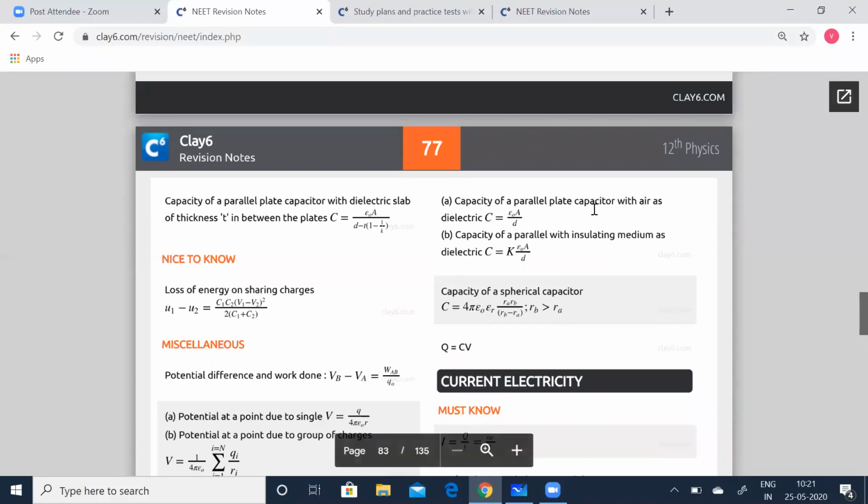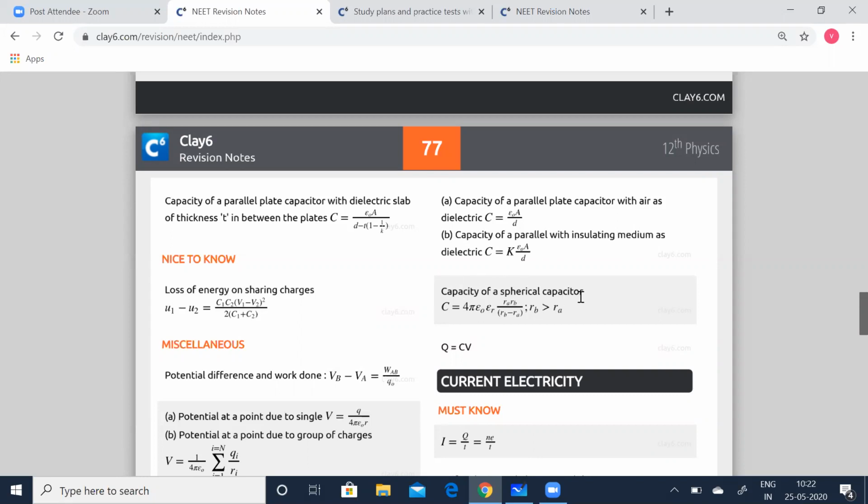Capacity of a parallel plate capacitor with air as dielectric is given by C is equal to epsilon 0 A by D. Capacity of a parallel plate capacitor with an insulating medium as dielectric is C is equal to K times epsilon 0 A by D, where A is the area of the plates and D is the distance between them.